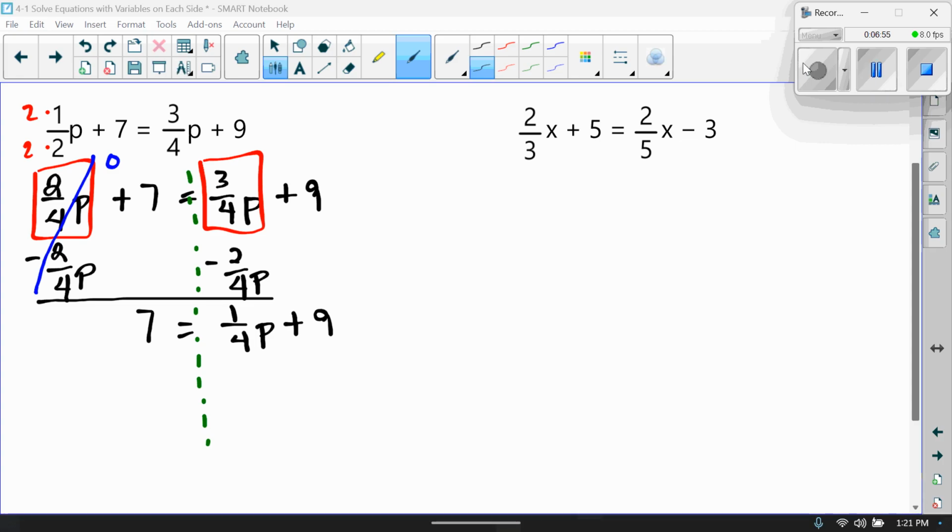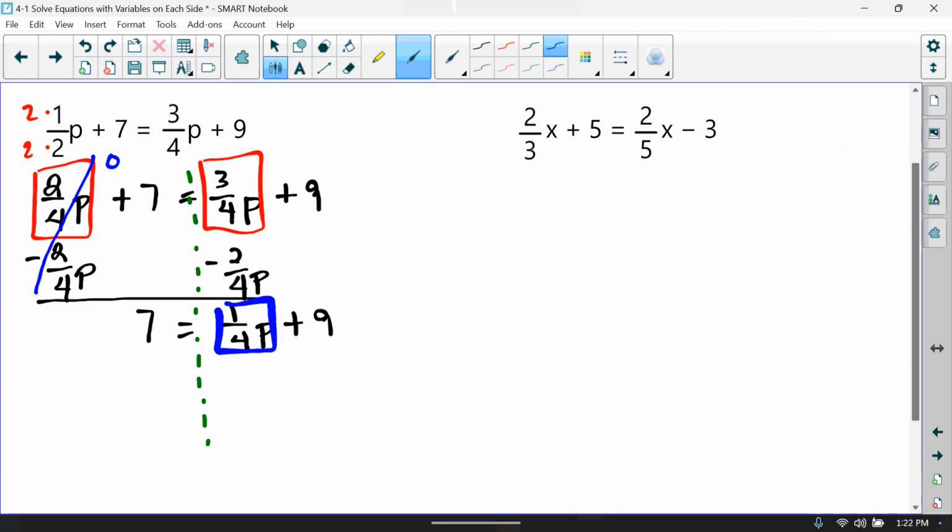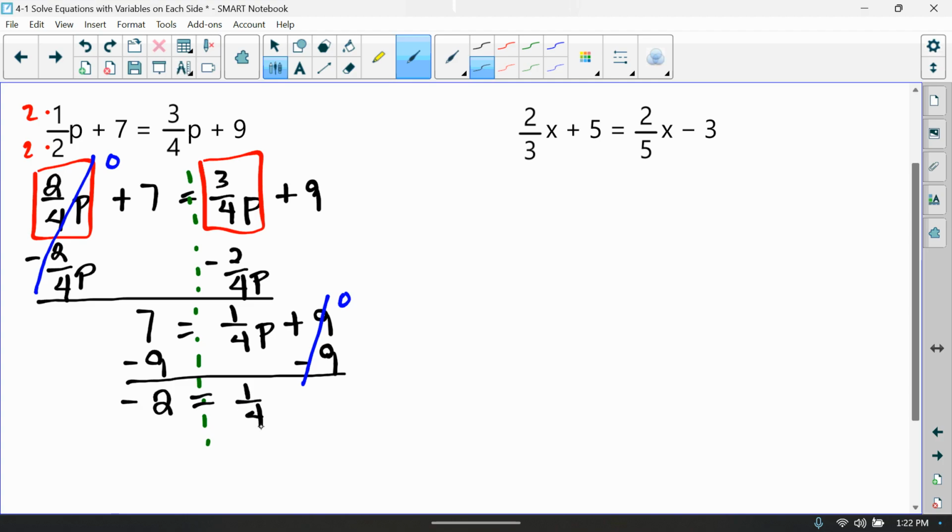So now I want to cover up what I'm solving for. And what am I getting rid of? The 9, the positive 9. So how do I get rid of the positive 9? Very good. So we're going to subtract 9 on both sides. So that is a number plus its opposite. That's equal to 0. And now on this side, we have 7 minus 9, which is negative 2. And then that's equal to 1/4 p.